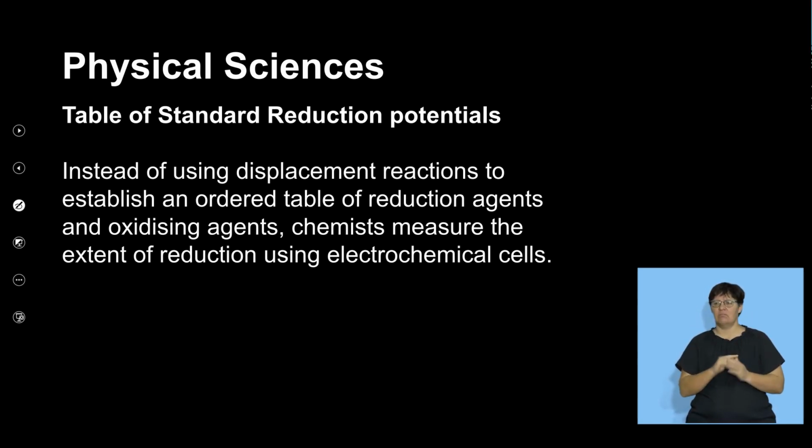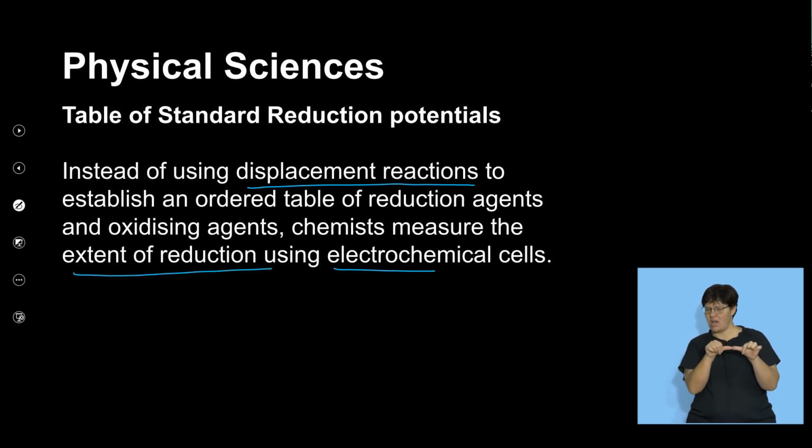Instead of using the displacement reaction, because in a displacement we are saying magnesium displaces zinc, in other words, zinc is a stronger reducing agent compared to magnesium. So instead of using these displacement reactions to establish the order table of reducing agents and oxidizing agents, chemists can measure the extent of reduction using electrochemical cells.